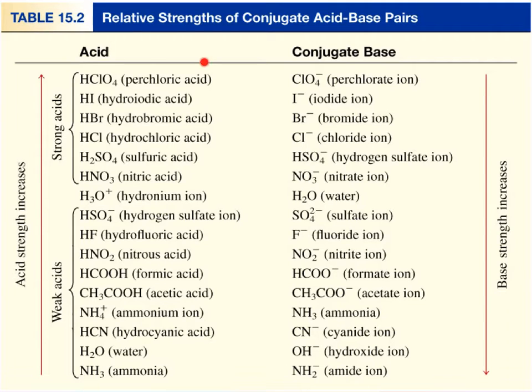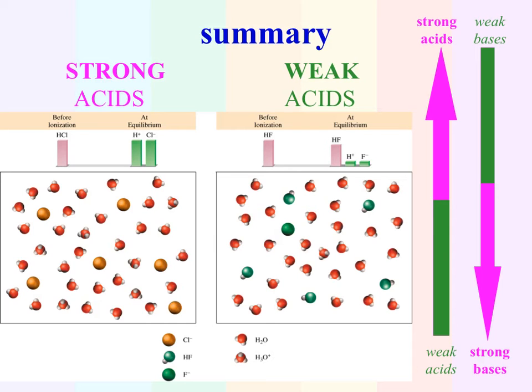So look, the stronger your acids, the weaker its conjugates. The weaker your acids, the stronger its conjugates. Very straightforward. So here we have a nice little visual summary of what we would have in solution depending on if we had a strong acid or a weak acid.